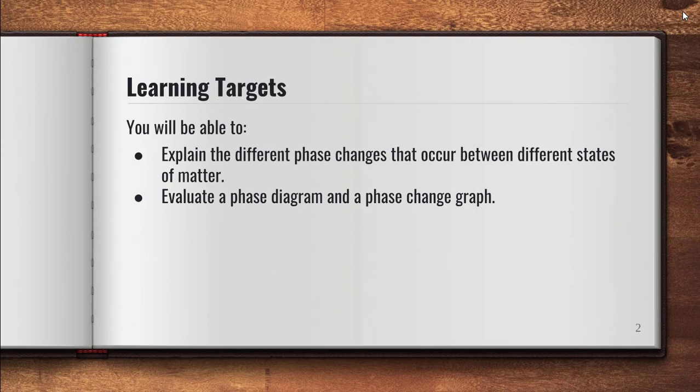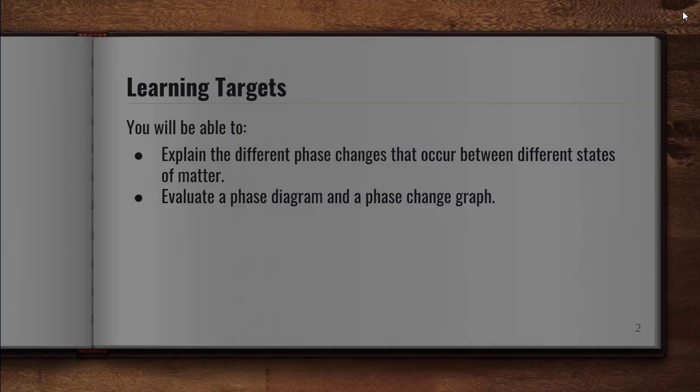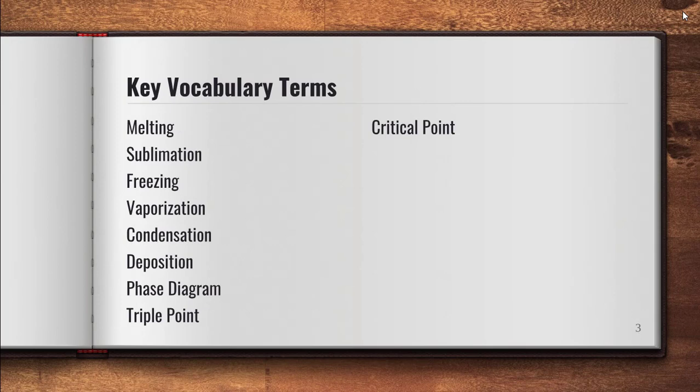So the goals today, you should be able to explain the different phase changes that occur between different states of matter, as well as evaluate a phase diagram and phase change graph. We've got some key vocabulary terms here for you. We're going to talk about melting, sublimation, freezing, vaporization, condensation, deposition, phase diagram, triple point, and critical point.